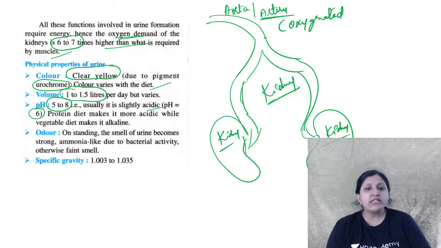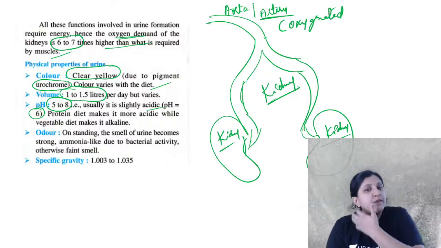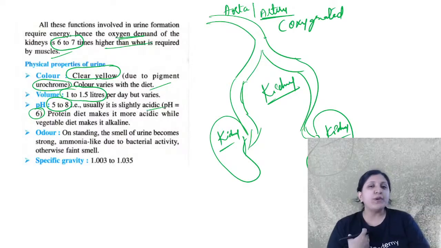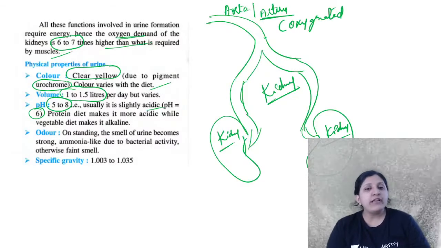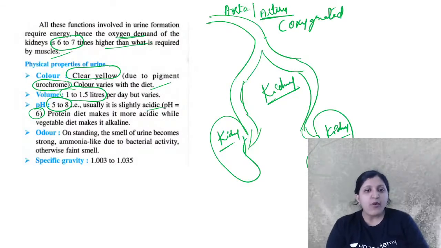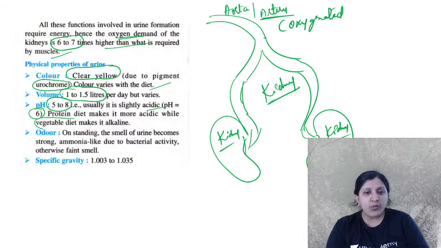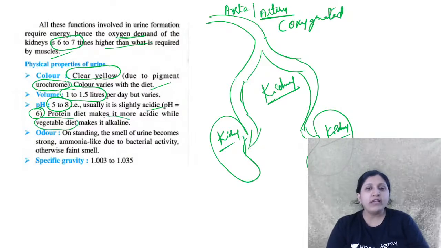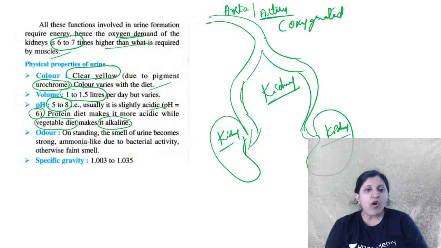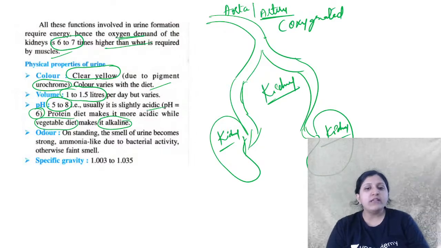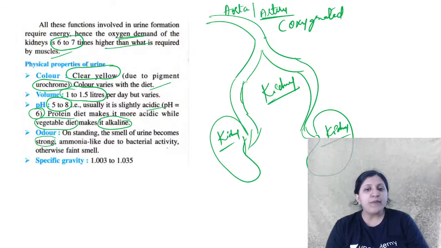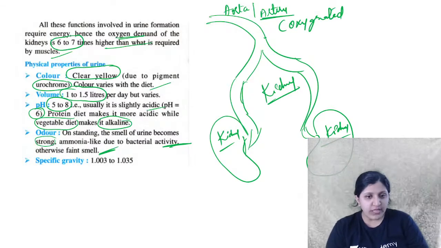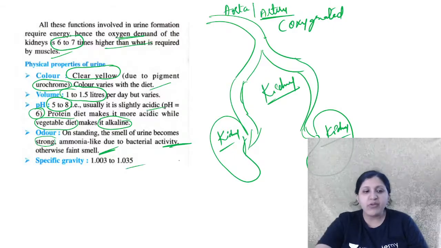Then the protein which is mixed in it. When you are consuming more protein, in those cases you can find the urine to be more acidic, while when you consume a vegetable diet, it will make it alkaline. Then odor: on standing, the smell of urine becomes strong, ammonia-like, due to bacterial activity, otherwise we can find a faint smell. Then this one is specific gravity now.